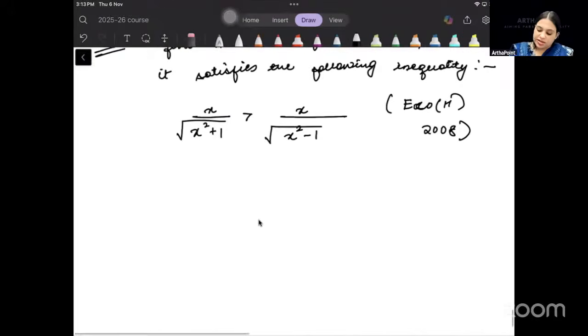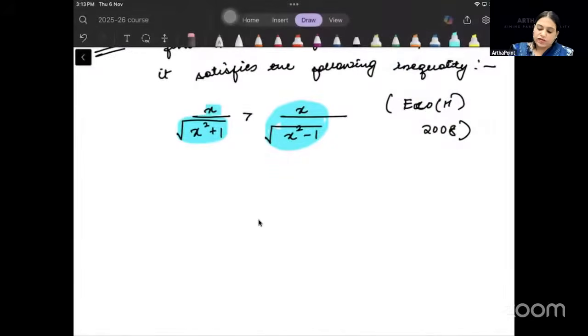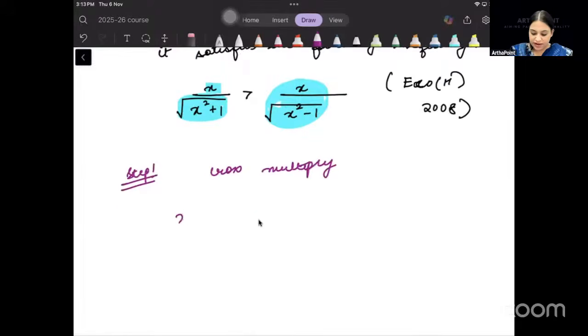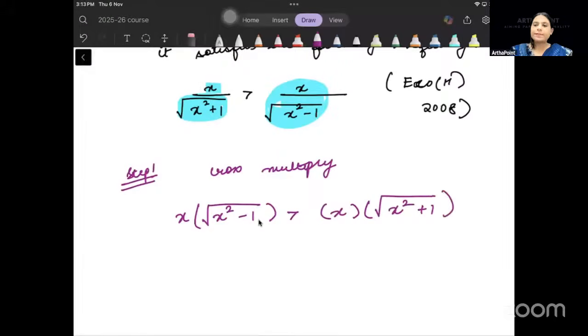तो देखो जरा ध्यान से, x upon under root x square plus 1 greater than x upon under root x square minus 1. How can we solve this thing? First step, we can cross multiply. We will get x square minus 1 under root greater than x square plus 1 under root.